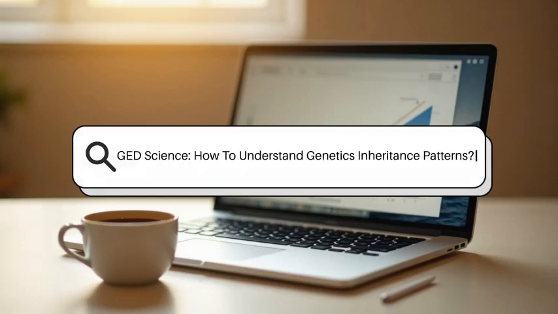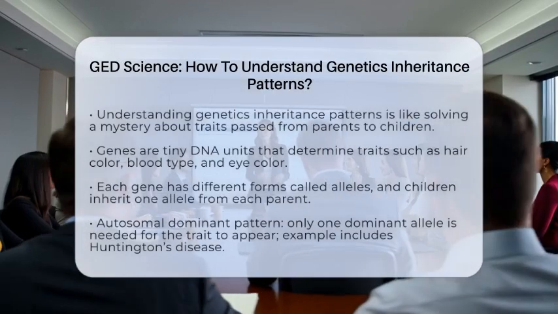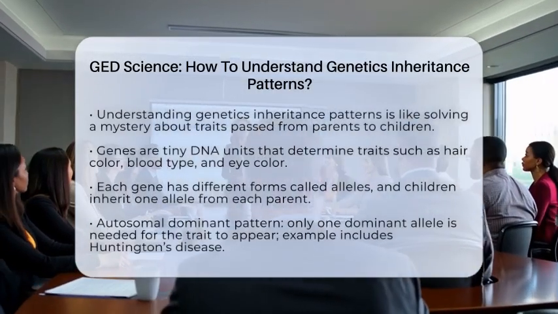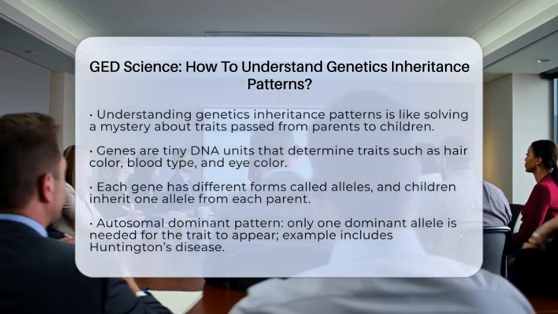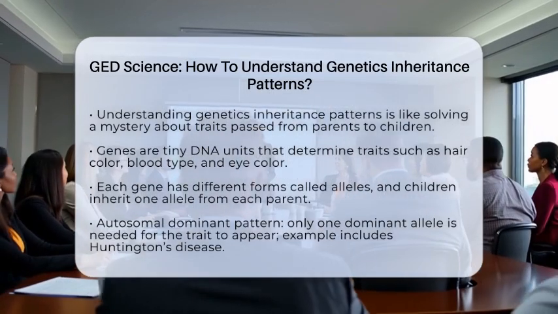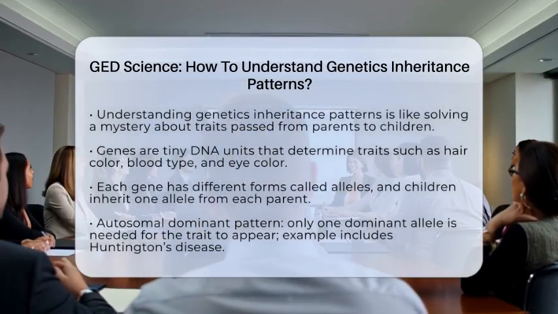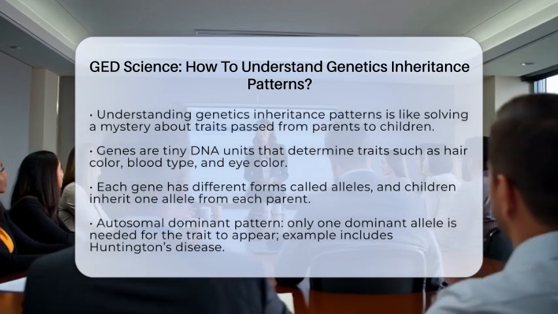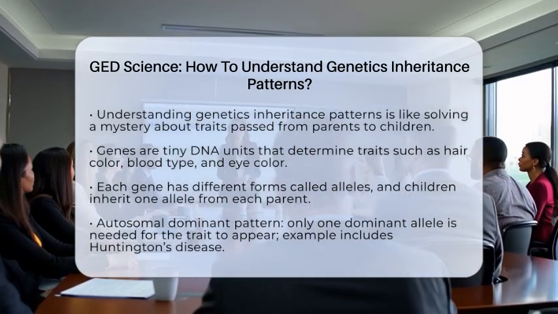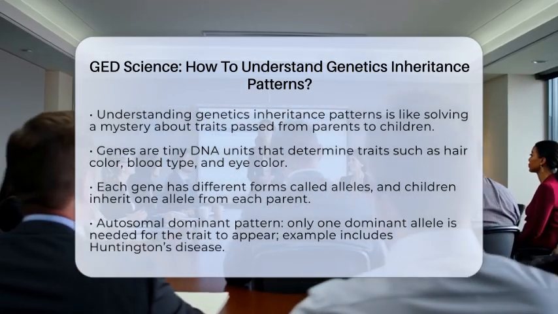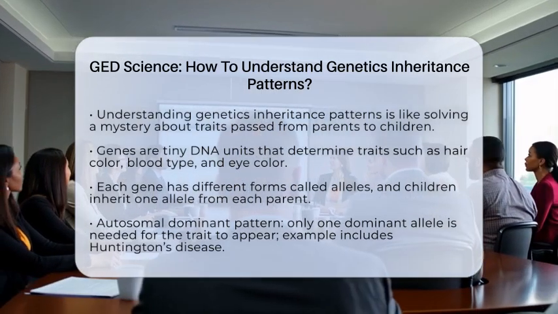GED Science, how to understand genetics inheritance patterns. Imagine trying to solve a mystery about why you have your eye color or why some traits skip generations. That's what understanding genetics inheritance patterns is all about. It helps explain how traits pass from parents to children and why they show up the way they do.